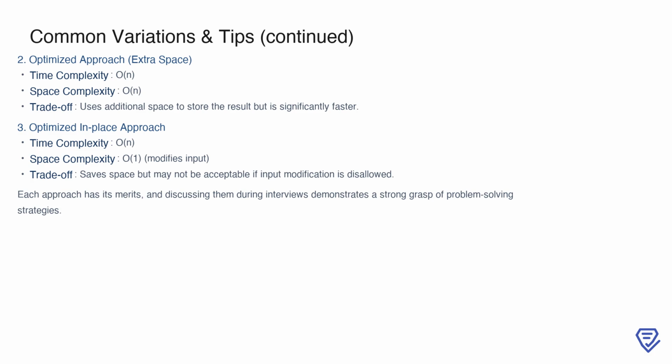On the other hand, an optimized in-place approach modifies the input array directly, resulting in time and space complexities of O(n) and O(1), respectively. This is ideal when space savings are critical, but it may not be acceptable if the problem explicitly disallows input modification. Each approach has its own trade-offs, and demonstrating an understanding of these during interviews showcases your ability to evaluate problem-solving strategies thoughtfully. Discussing these alternatives also highlights your flexibility and depth of knowledge in tackling algorithmic challenges.